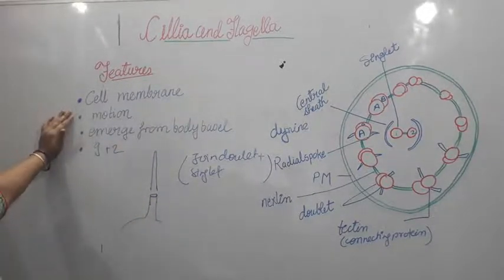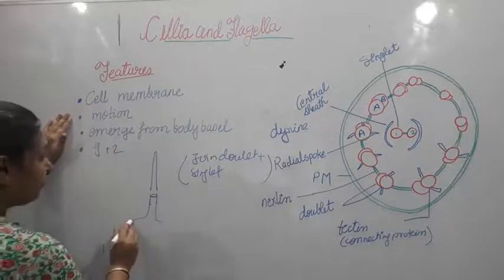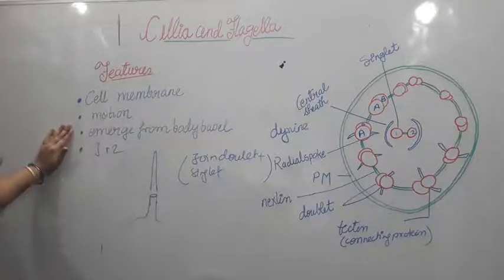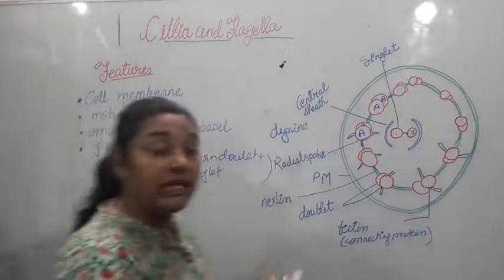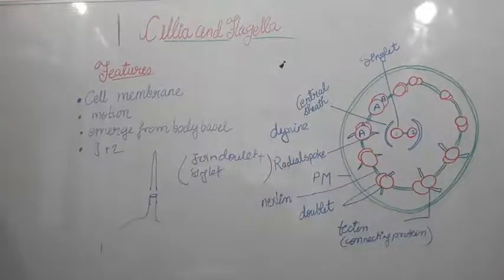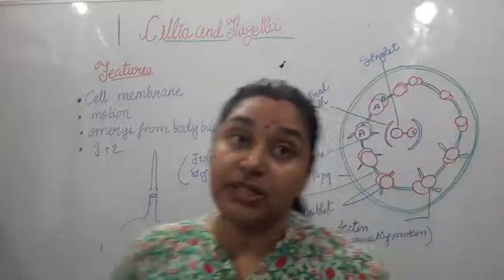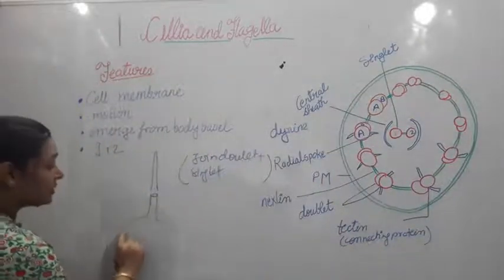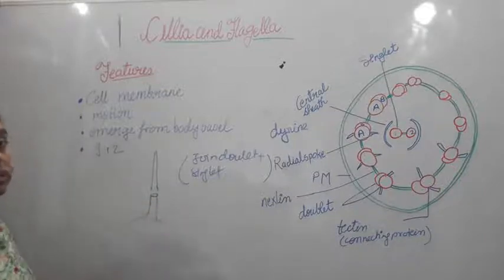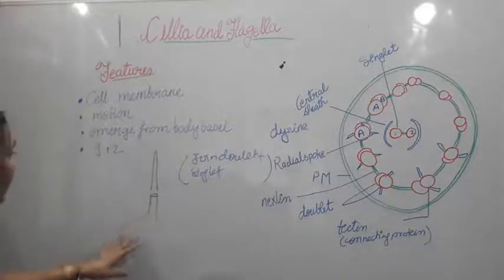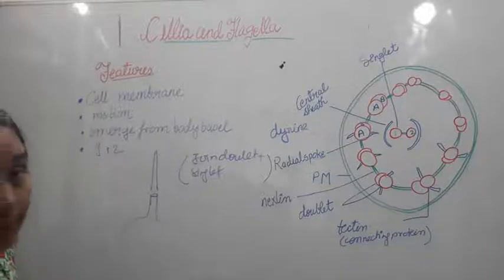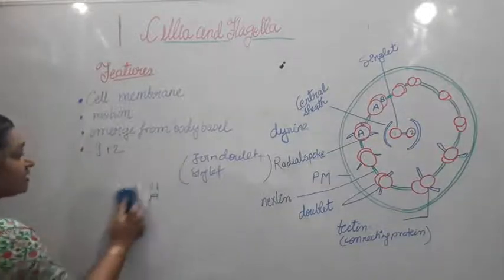Cell membrane means it arises directly from the cell membrane. Motion: it shows motion, it helps the organism to cover the distance and to travel. It emerges from the basal body, from the basal surface only it is occupying its space and working. It has a 9 plus 2 arrangement. What is this 9 plus 2? Let us see that first.